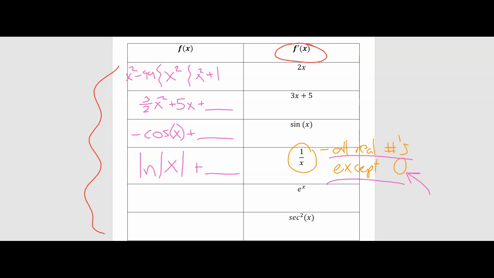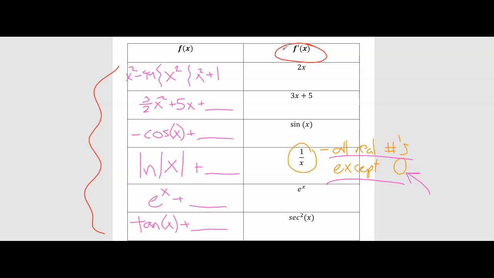My next one, e to the x, this one might be the easiest one on here, right? Because the derivative of e to the x is e to the x. So this one doesn't change. Antiderivative of secant squared of x. Well, secant squared is the derivative of tangent of x. So tangent of x plus a constant.